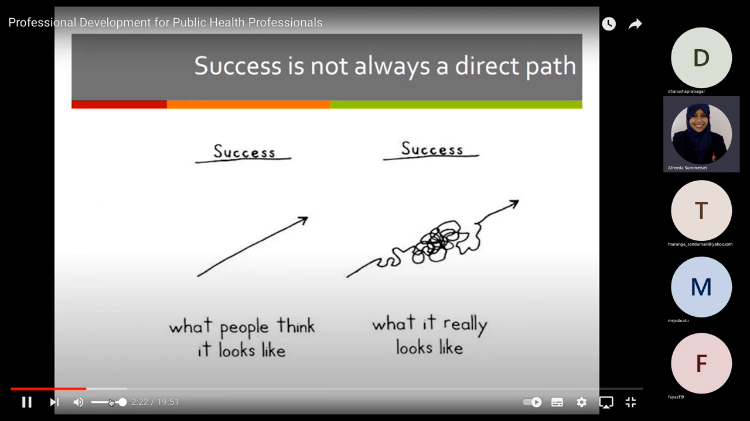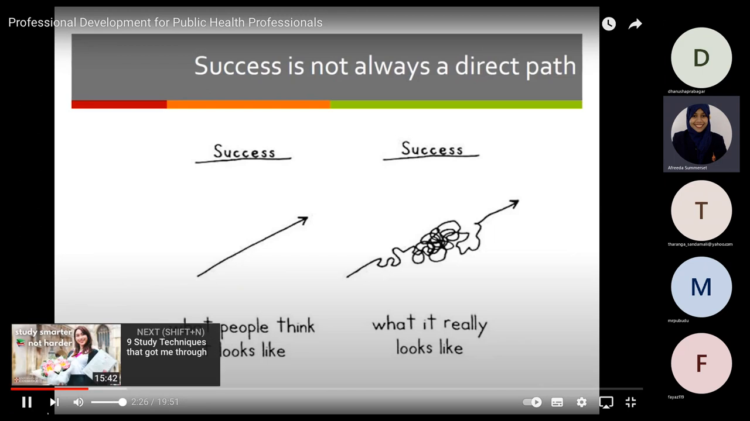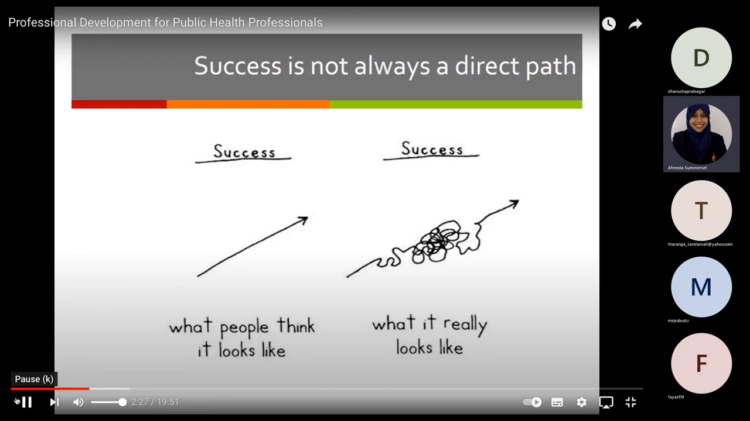So we may often think that success is a direct line, that it's just a straight path, but many times it's— Students, hold on a second.